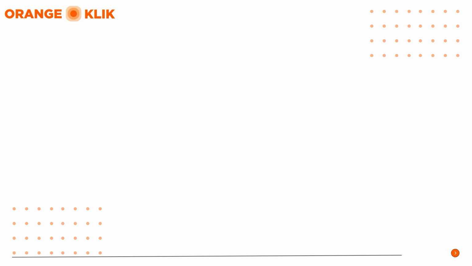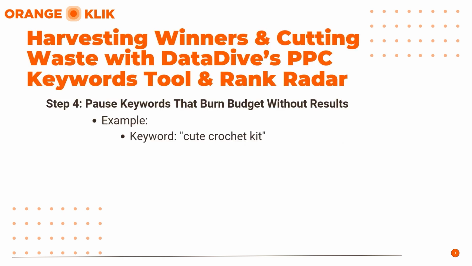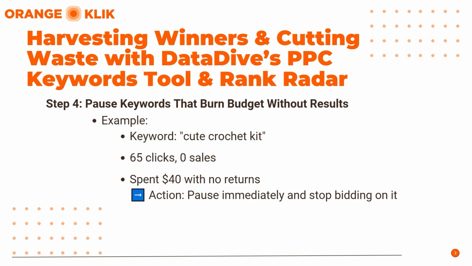An example keyword could be a cute crochet kit. If it has 65 clicks with 0 sales and you spent already $40 with no returns, the action is to pause immediately and stop bidding on it.